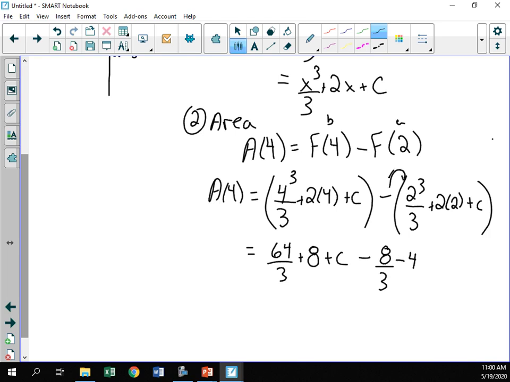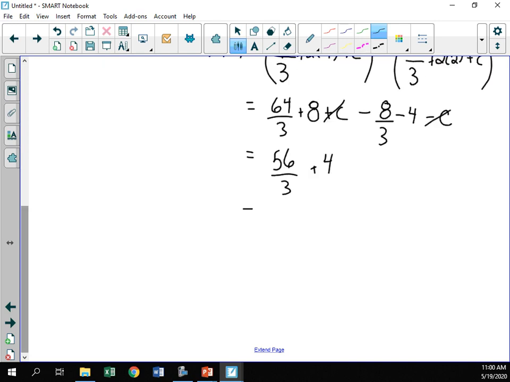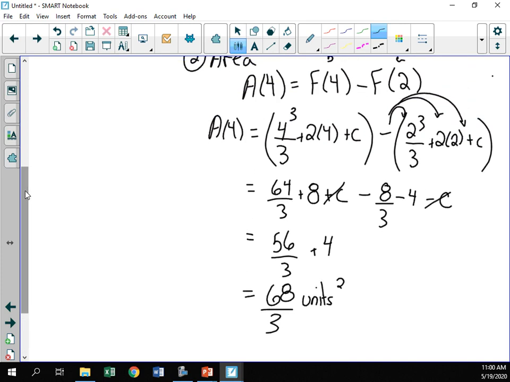Don't forget to distribute the negative, minus c. And this is why we don't need to solve for c. Notice that they both cancel. And so what I'm left with is 56 over 3 plus 4, which works out to be 68 over 3 square units. And that is how we can find the area of any curve using that idea from A to B.